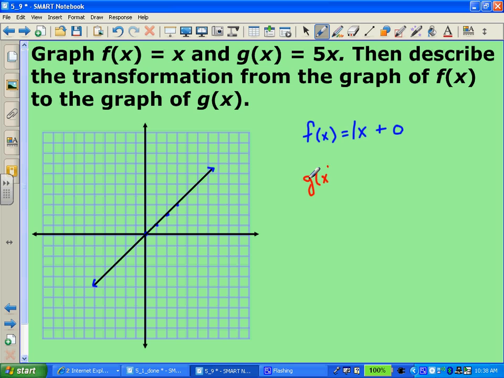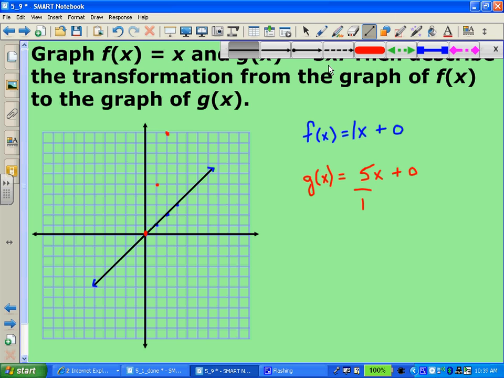Now for g of x, it's 5x plus 0. So it's going to start at the same spot. And remember, this is 5 over 1. So I'm going to start at 0, go up 5 over 1. Up 5 over 1. So there's my line for g of x.